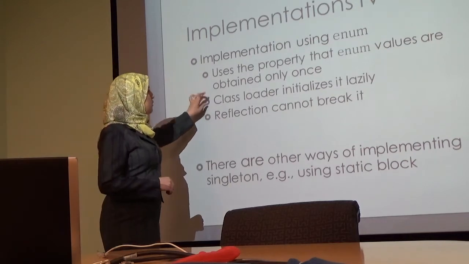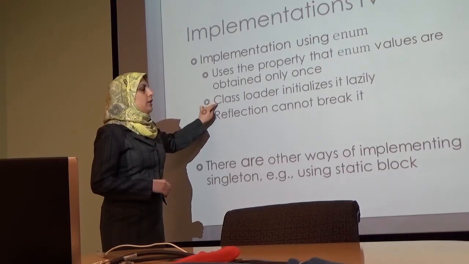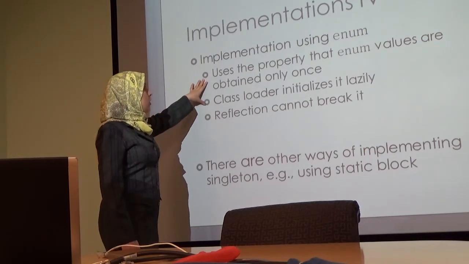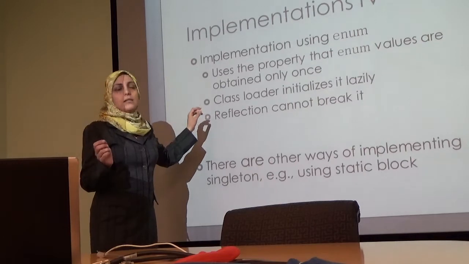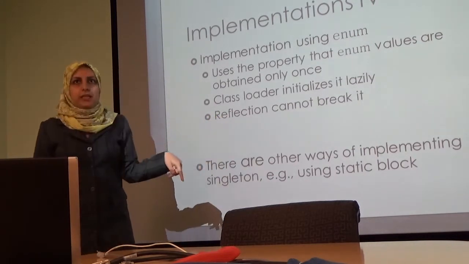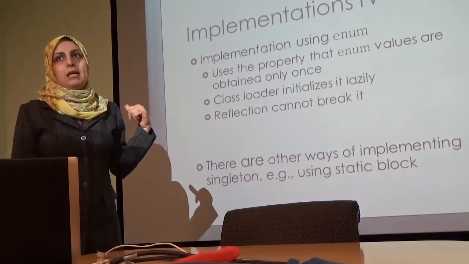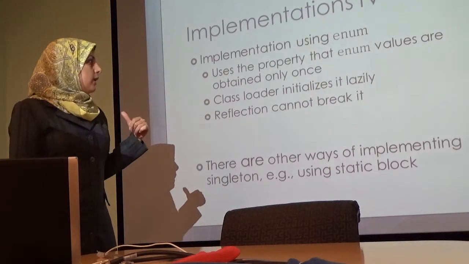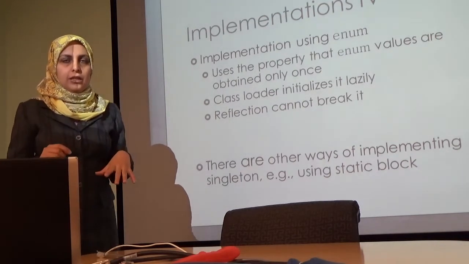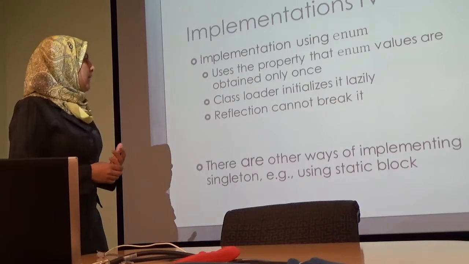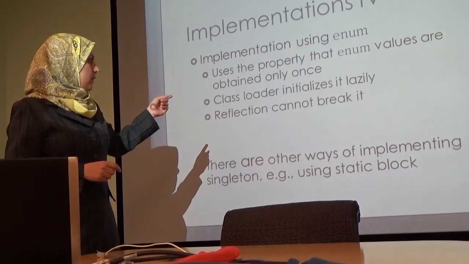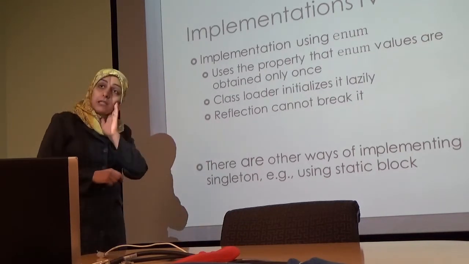And also, it uses the property that the class loader initializes enum lazily. And this method has its own pros and cons. One pro about it is reflection cannot break this. So reflection can break all the other previous methods, and I'm going to show examples of how it can do it. You can get your hands on the private constructor through reflection and then use it to break the singleton pattern. But this one, you can't break with reflection.